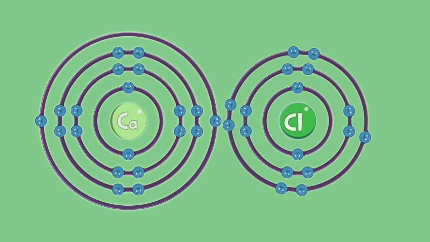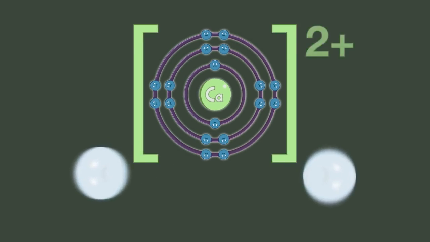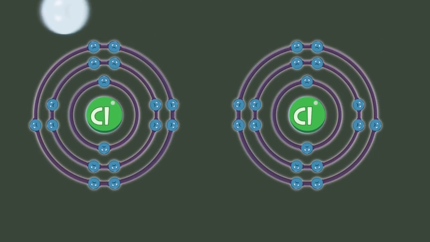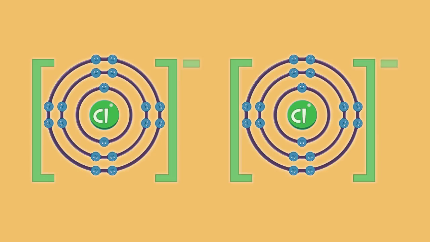Now, let's look at calcium and chlorine. Calcium loses two electrons to form a calcium ion. One of these electrons is transferred to a chlorine atom, and another is transferred to another chlorine atom, forming two chloride ions.